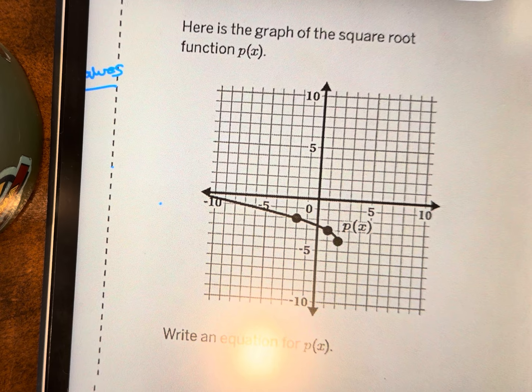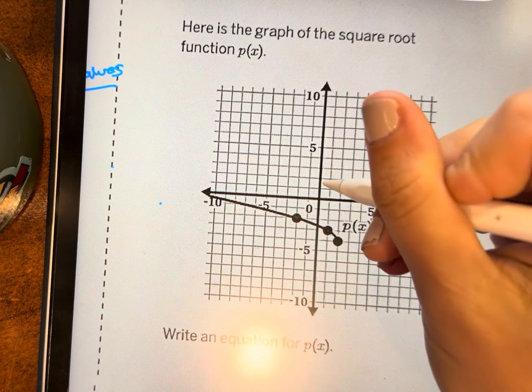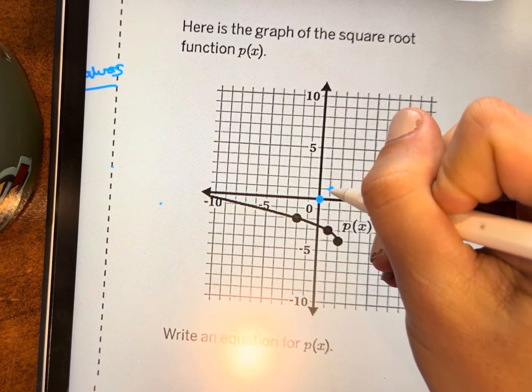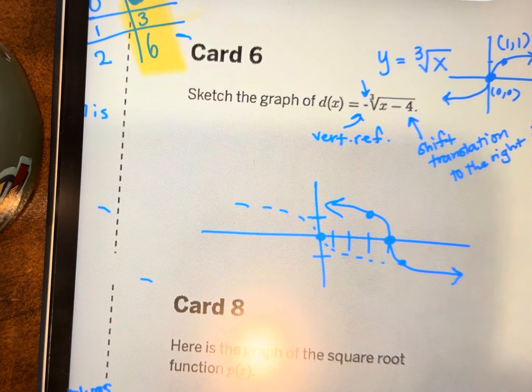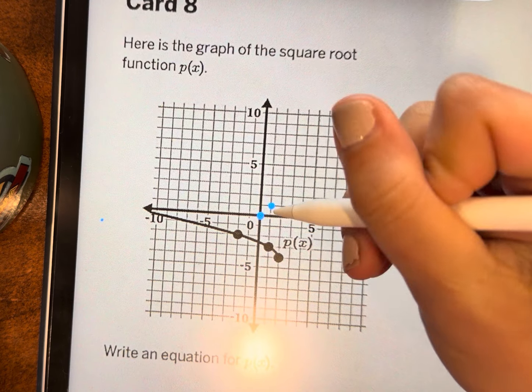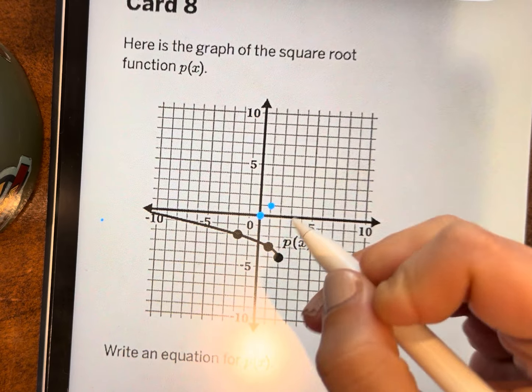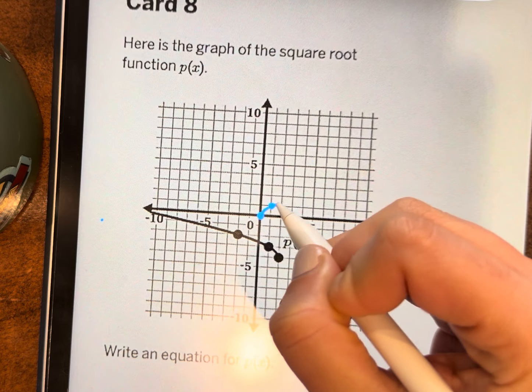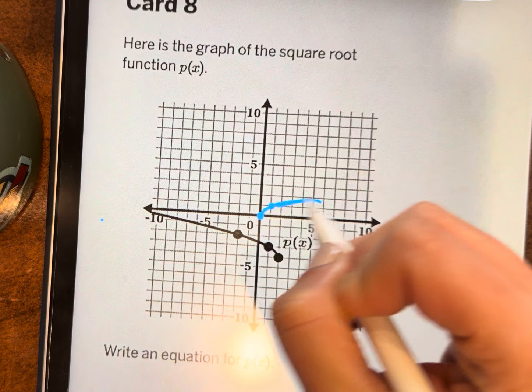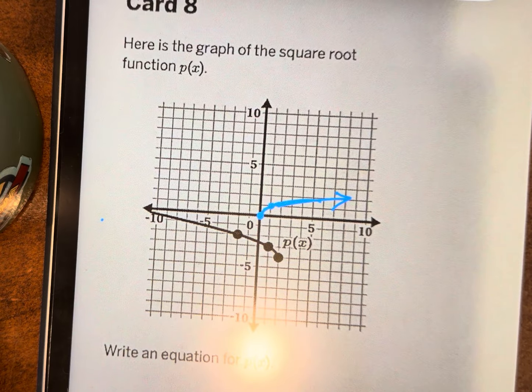Here's a graph of a square root function. Let's write the equation. Let's see. The typical square root function, 0, 0, 1, 1. Remember, I talked to you about that here. Almost every parent function starts that way. So let's see what I have.